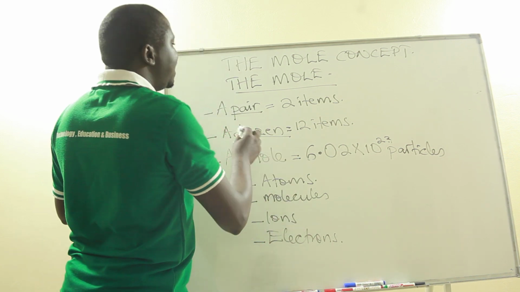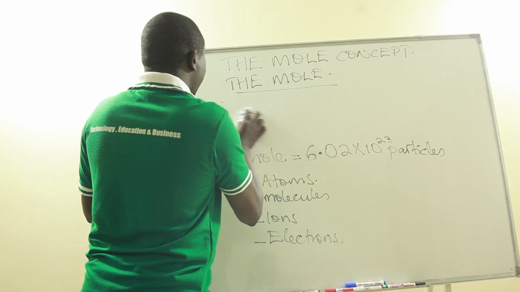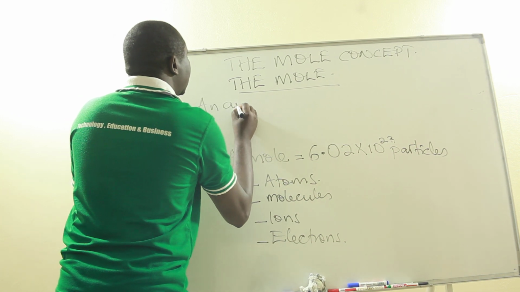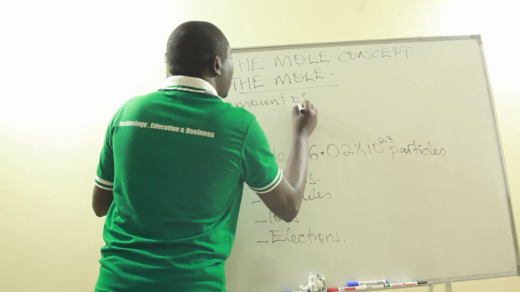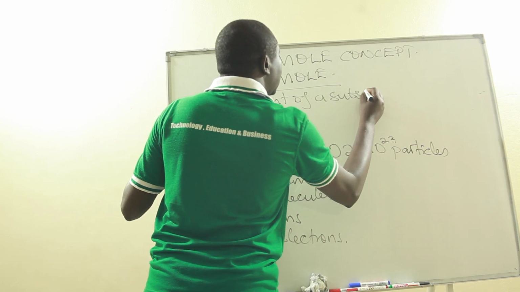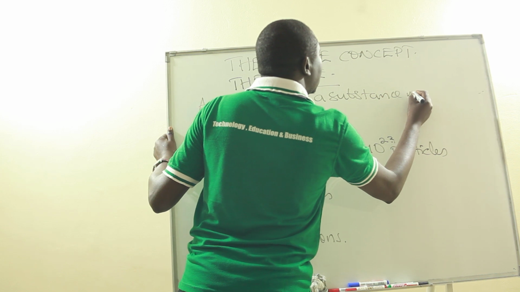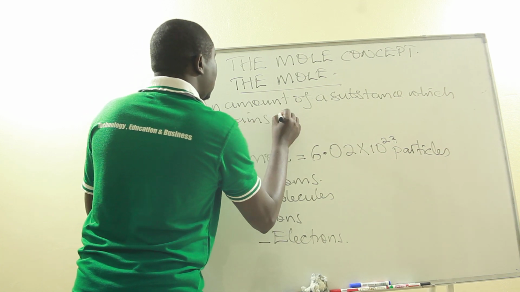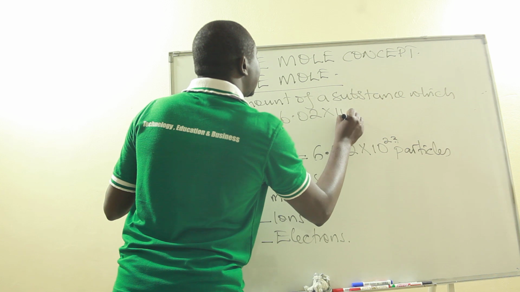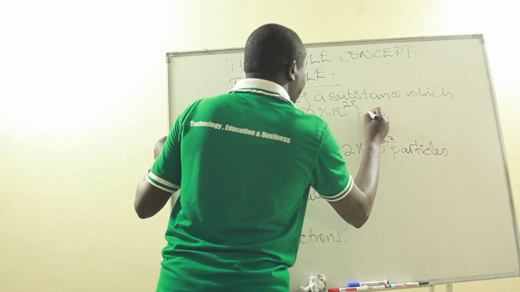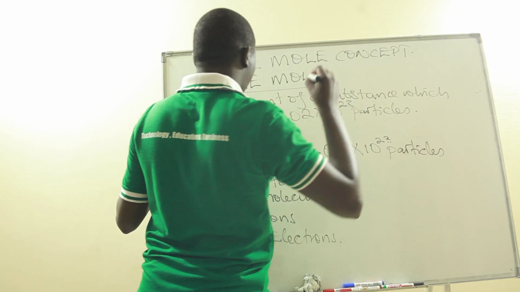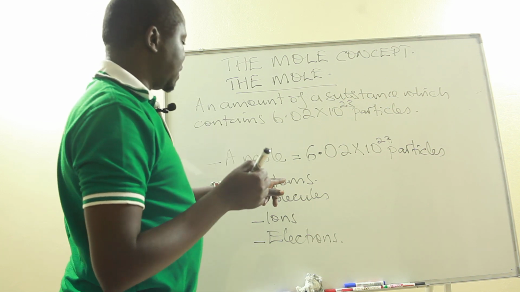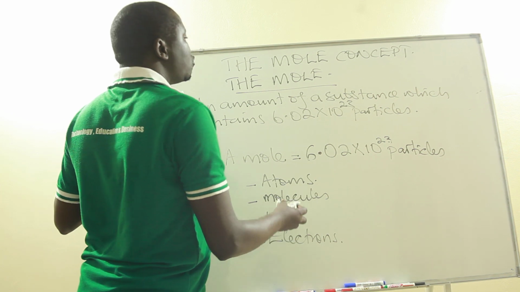So this one gives us now a definition of what we call a mole. A simple definition of a mole is that a mole is an amount of a substance which contains 6.02 times 10 power 23 particles. An amount of a substance which contains 6.02 times 10 to the power 23 particles, and the particles are these ones that we have listed here. So that's what we call a mole.